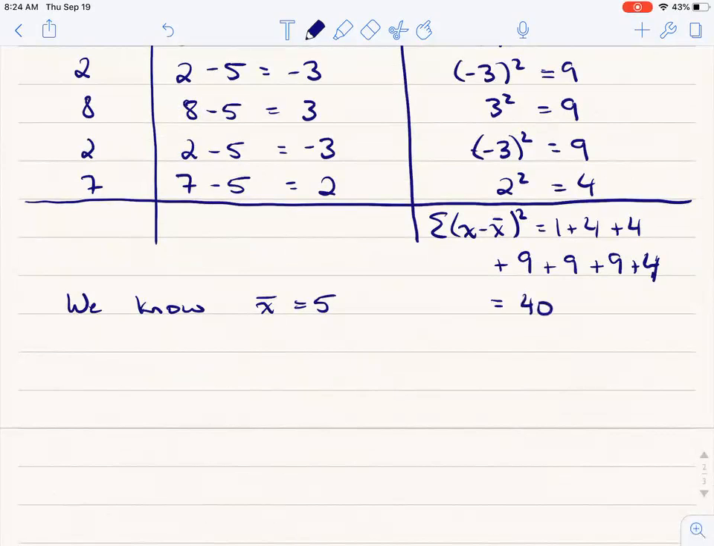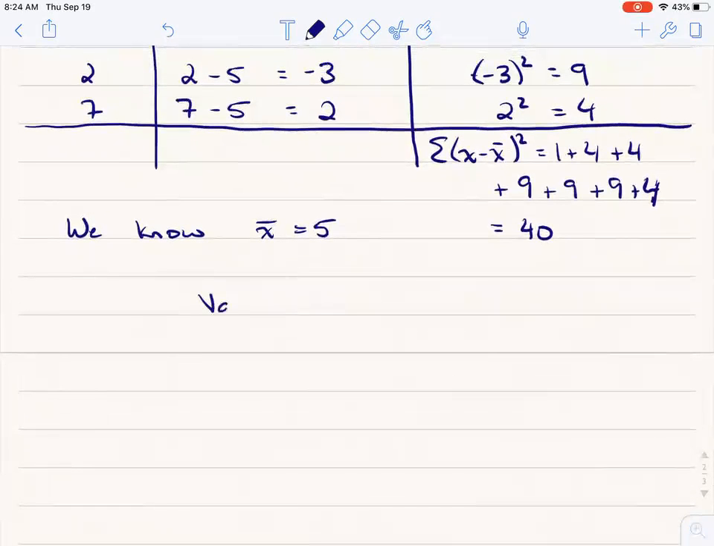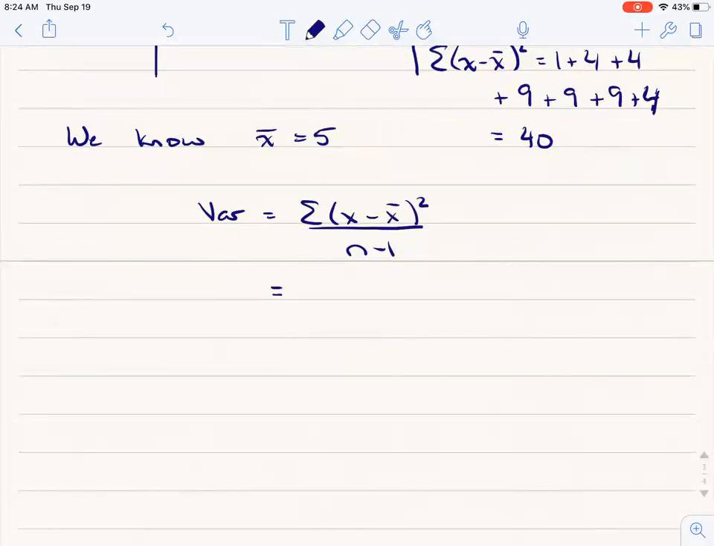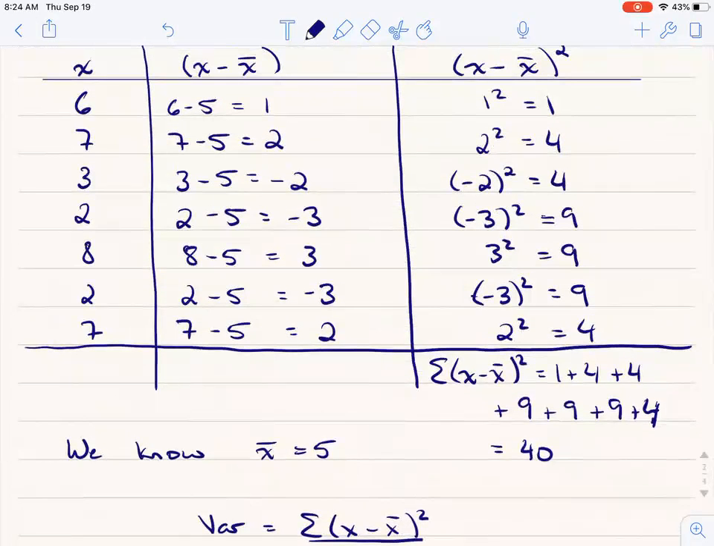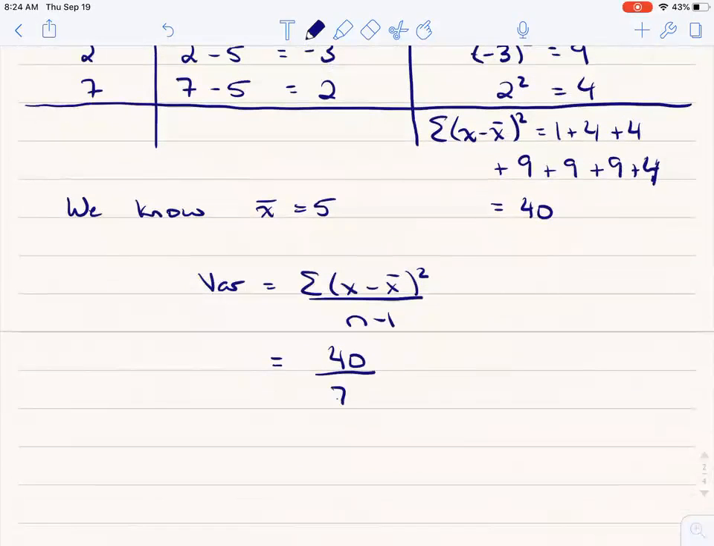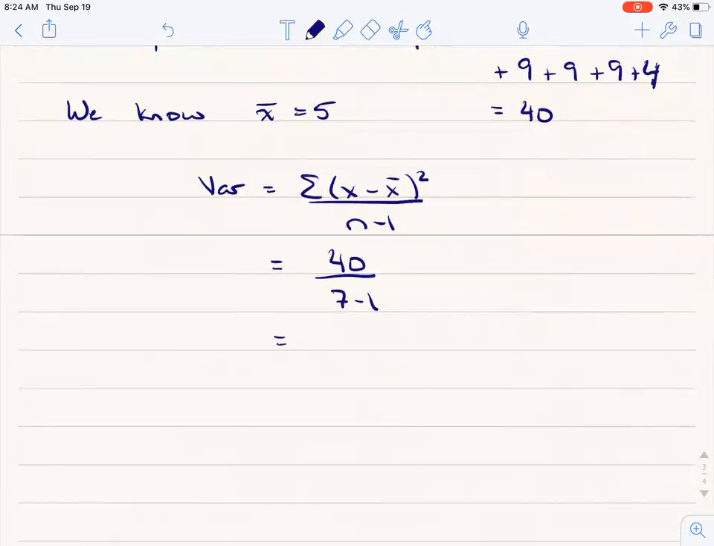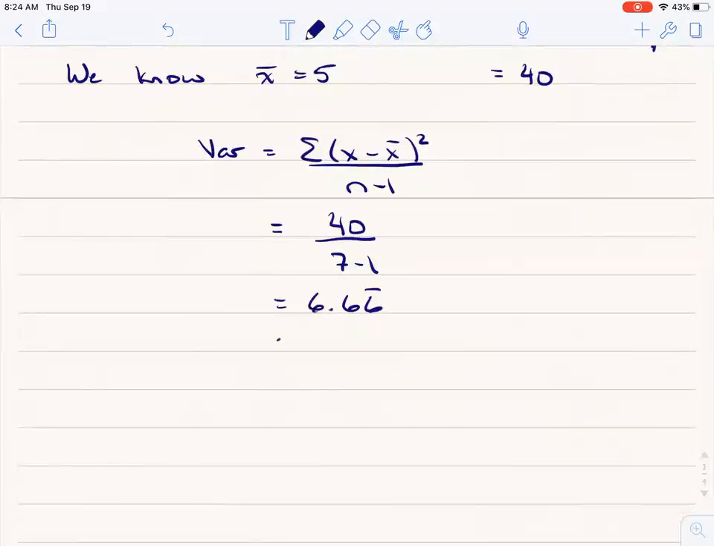Hey, that's nice. And so now we know that the variance is the sum of x minus x bar squared over n minus 1. We can replace that whole sum with 40, because that's what we just found, over n. How many data points do we have? We have 1, 2, 3, 4, 5, 6, 7. So 7 minus 1. So 40 divided by 6, which I'll round to 6.67.